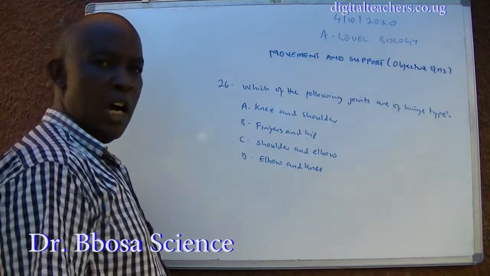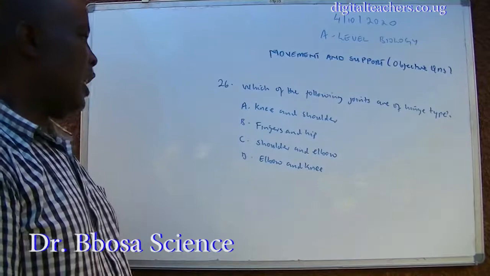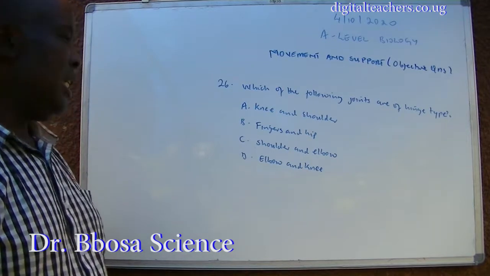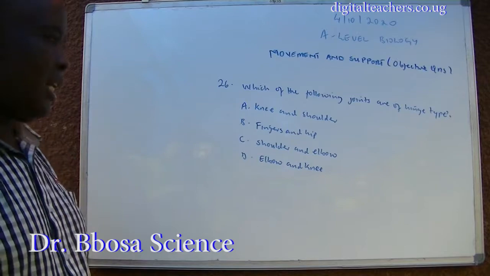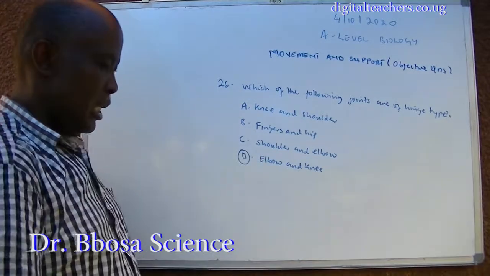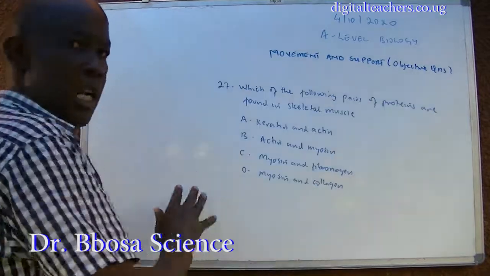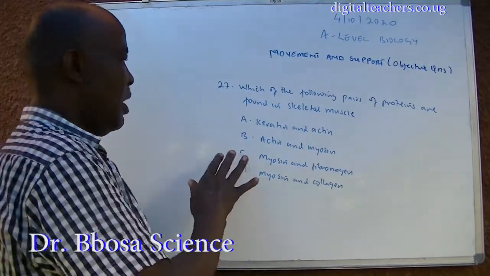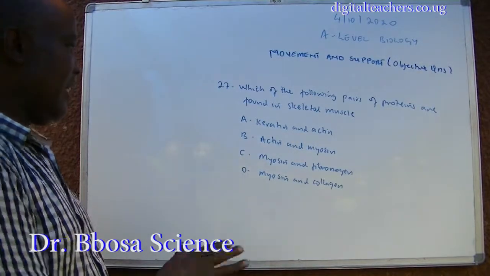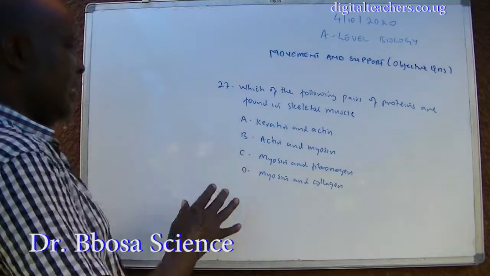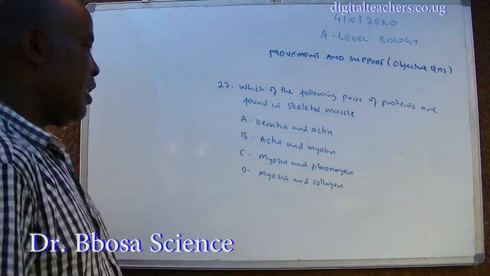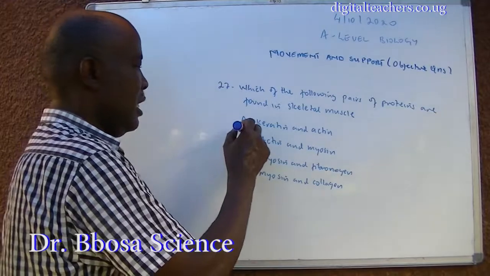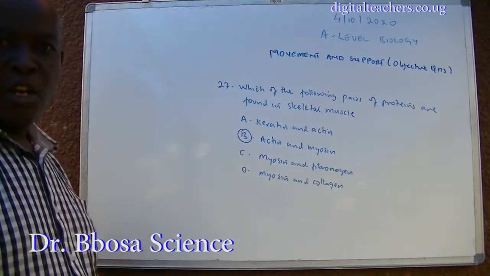26. Which of the following joints are of hinge type? A. Knee and shoulder, B. Finger and hip, C. Shoulder and elbow, D. Elbow and knee. You can pause and answer. The answer is D. Elbow and knee. Number 27. Which of the following pairs of proteins are found in skeletal muscles? A. Keratin and actin, B. Actin and myosin, C. Myosin and fibrinogen, D. Myosin and collagen. You can pause and answer. The answer is B. Actin and myosin.